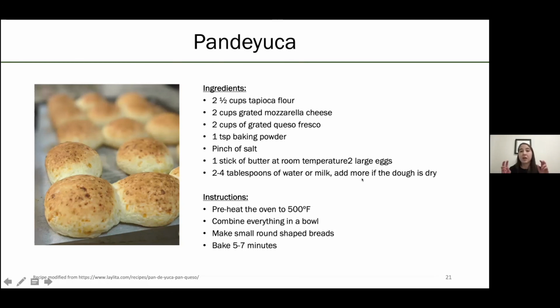This is the American-friendly version, because everything you need you can buy in any grocery store. You need tapioca flour and cheese, preferably mozzarella or queso fresco, and you just mix all this in a bowl. You make little cheese balls and you bake them, and believe me, you won't regret it. They are just phenomenal. They are crunchy outside, fluffy inside, and you're going to love them.